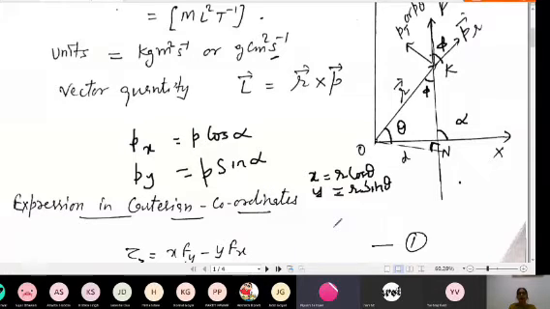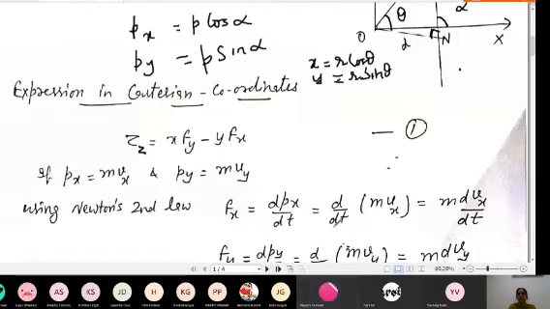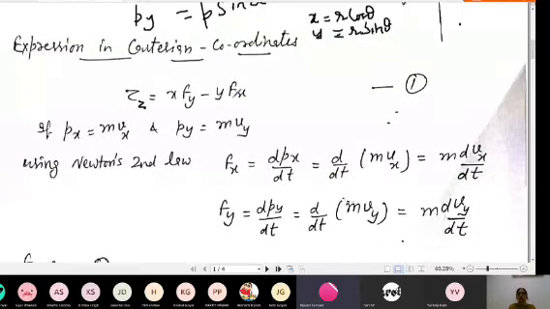So when I want to derive the expression for the angular momentum, I am using my previous knowledge of torque along the z-axis. It is given by x Fy minus y Fx. And linear momentum is mass into velocity. So if I am writing Px, m is the mass of the particle on which I am applying the force, then it can be written as m into Vx. And Py you can write as m into Vy.